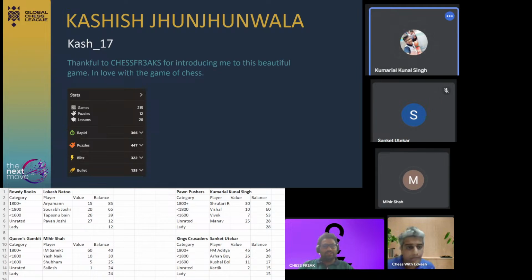Thankful to Chess Freaks for introducing me to this beautiful game. In love with the game of chess. She's a new player who's just started playing chess. You can see her blitz rating is 322.